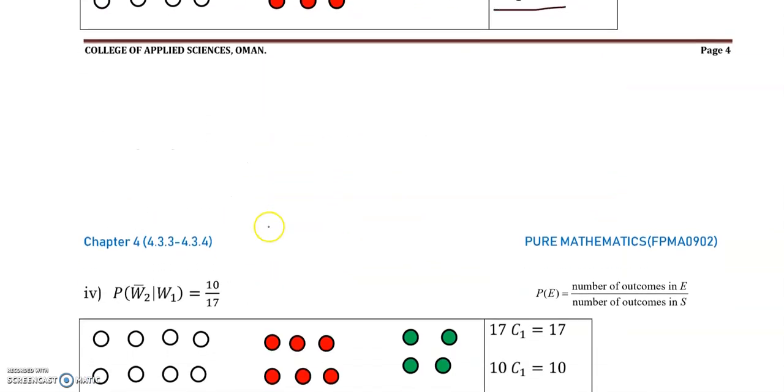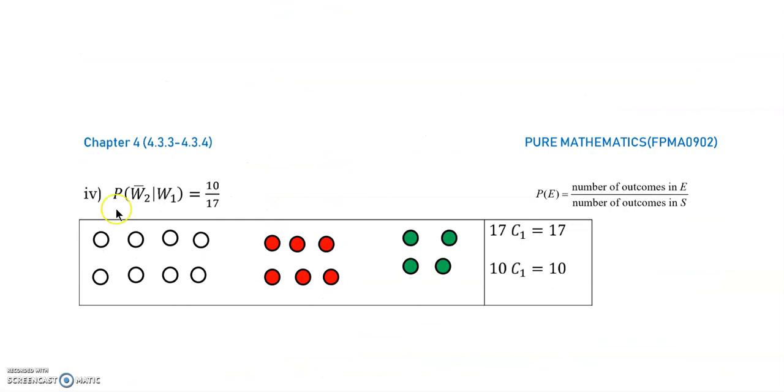Now we will see the fourth question. We have to calculate the probability of W2 bar given W1. Here what is this? First ball drawn is white. This is the condition. Now after this condition, we have to find the probability that the second ball is not white, because W2 bar means the second ball is not white. Okay. But the first ball is white.